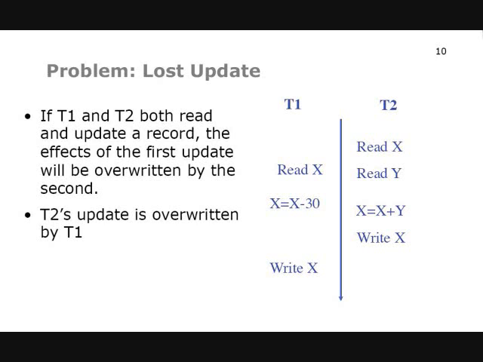The only thing that is reflected in my balance is the fact that I took £30 out, but not that somebody else at the same time put £1,000 in. So that is what we call a lost update. It's one of the problems that you encounter when you're doing concurrent access to a database. So you want to prevent that from happening. You want to prevent the lost update problem.